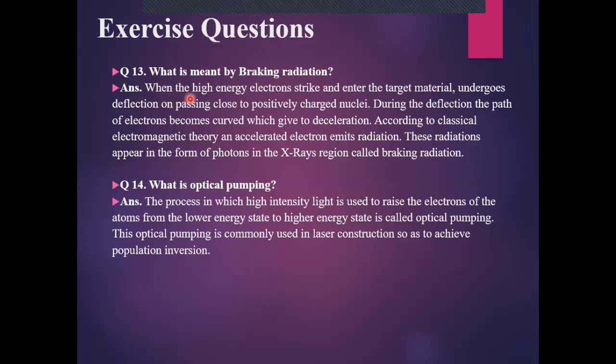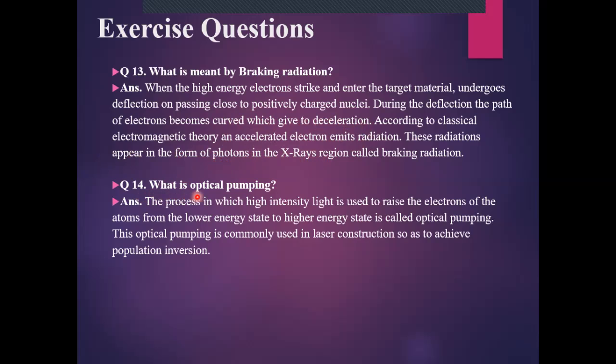So we can write its answer as: when a high energy electron strikes and enters the target material, it undergoes deflection on passing close to the positively charged nuclei. During the deflection, the path of the electron becomes curved, which gives rise to deceleration of the electron. According to classical electromagnetic theory, an accelerated electron emits radiation. This radiation appears in the form of photons in the X-ray region, called braking radiation, or this phenomenon is known as Bremsstrahlung.